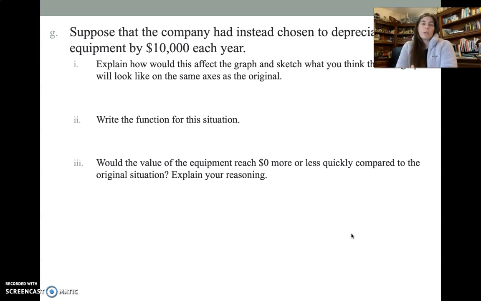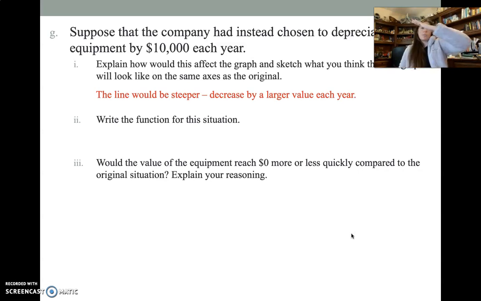All right, part G says, suppose the company had instead chosen to depreciate the equipment by $10,000 each year. Explain how this would affect the graph and sketch what you think the new graph would look like on the same axis. So I'm not going to do that here in my fancy PowerPoint, but you can do that on your paper. Essentially what we would see is the initial graph is decreasing. This one would be steeper.